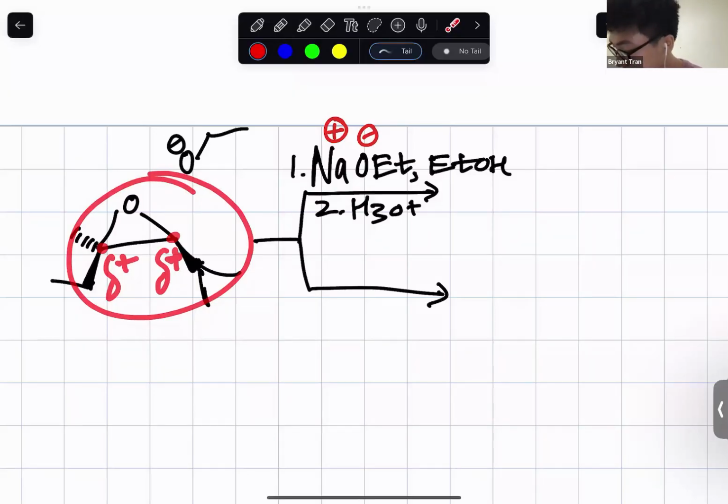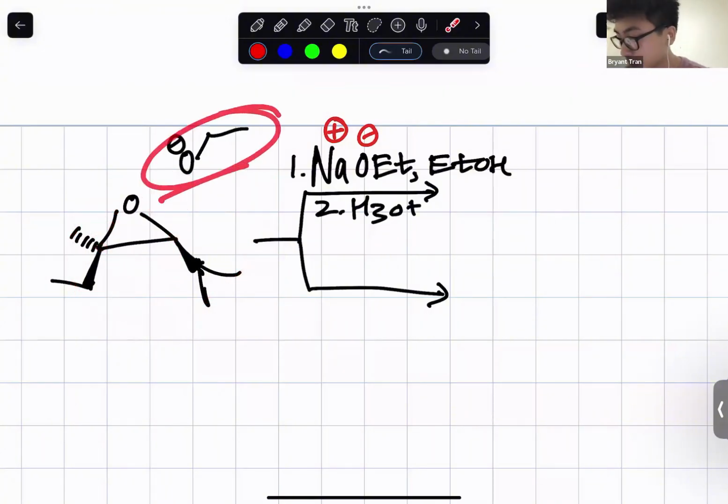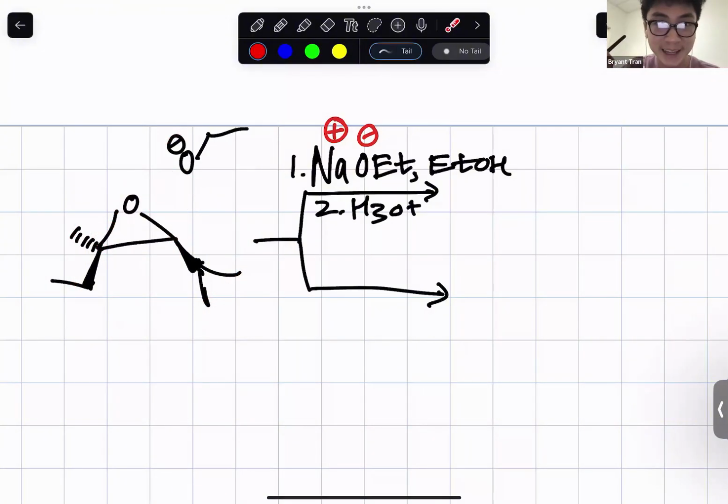And that's because they're attached to this electronegative oxygen atom right here, right? Oxygen is more electronegative than carbon is, so oxygen is gonna pull or withdraw electrons from that carbon, right? But in basic conditions, it's gonna do an SN2 reaction. And do you know if in SN2 reactions we prefer to attack the more substituted or the less substituted side?